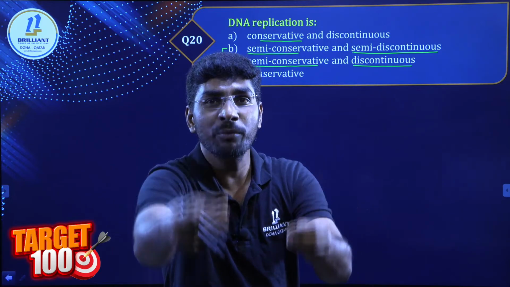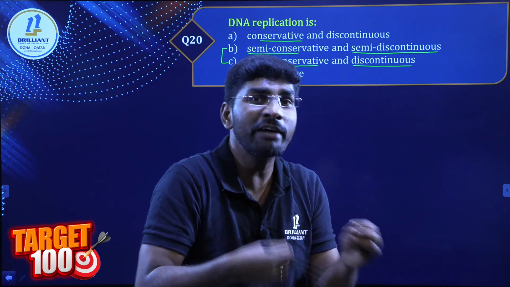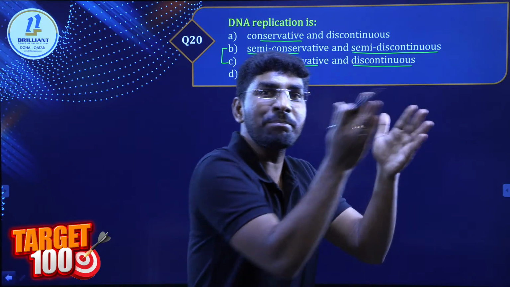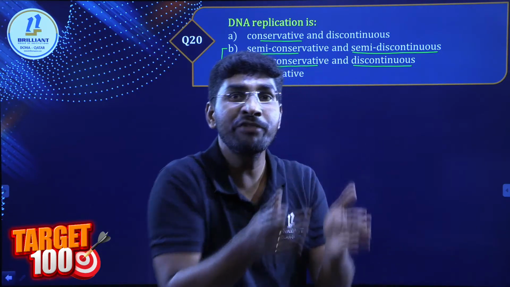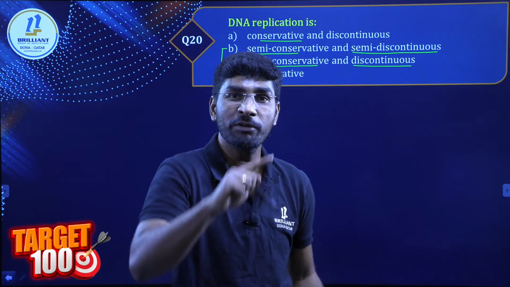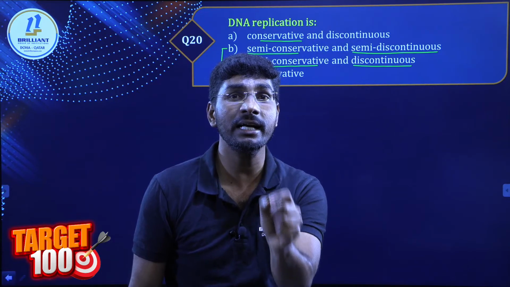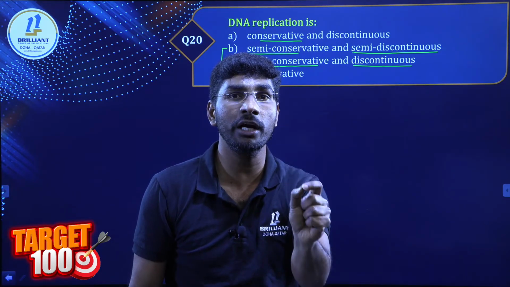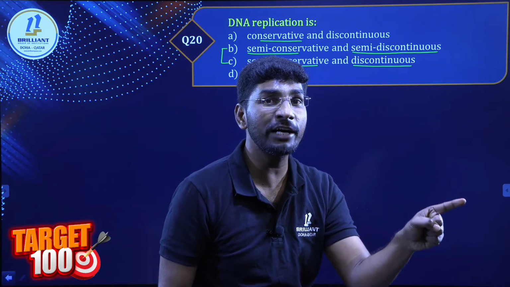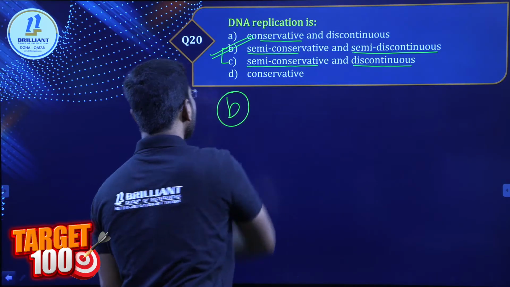Semi-conservative, semi-discontinuous. Why are we calling it semi-conservative? Because 50% of the DNA is the previous DNA, that means parent DNA, and 50% is new DNA. That's why we call it semi-conservative. First, Meselson and Stahl conducted the experiment in Escherichia coli with the help of N14 and N15. Do you remember? Heavy nitrogen and light nitrogen, right? So, very good, option B.